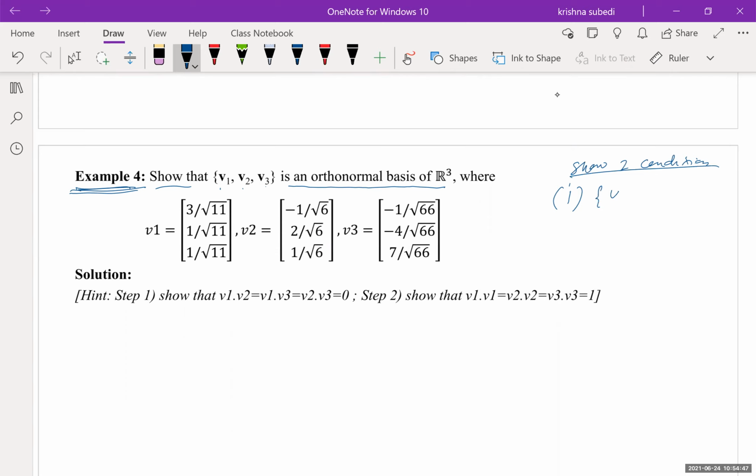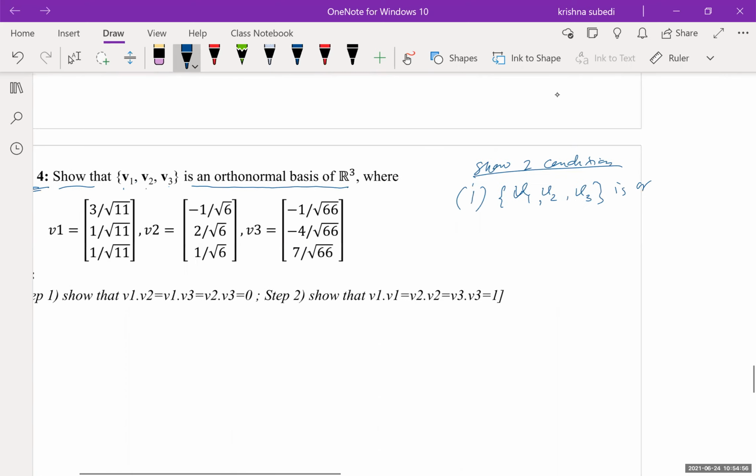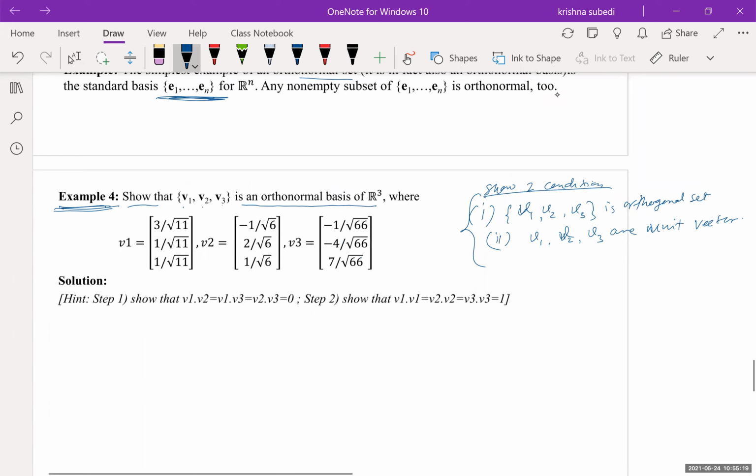v1, v2, v3 is an orthogonal set. Try to show that. And second, v1, v2, v3 are unit vectors. So you want to show these two conditions here. Okay, guys? So I want you to find the dot product v1 dot v2.